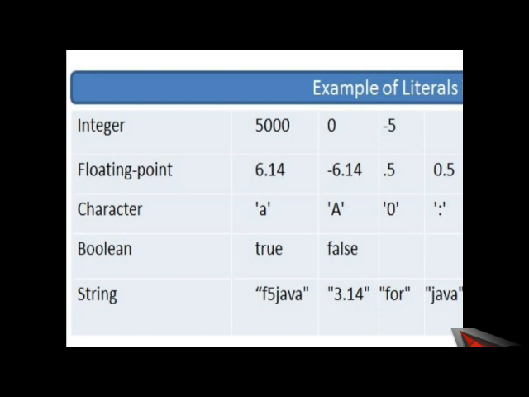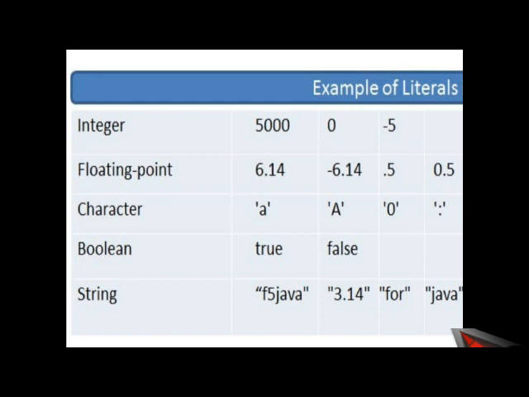Floating point literals are basically any fractional value, either positive or negative. In the positive sense, we can speak about 6.14. In the same way, minus 6.14 is another, negative, fractional value.